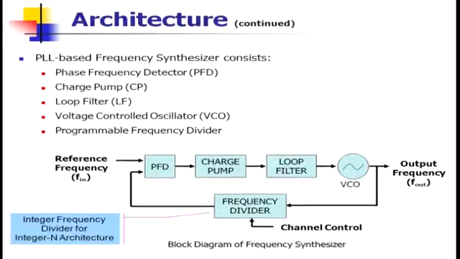Now coming to the standard architecture. I have to design the PFD, the charge pump, the loop filter, VCO and the divider. And the divider would have a 6-bit control, okay, so that its division ratio changes from say 480 to 495.